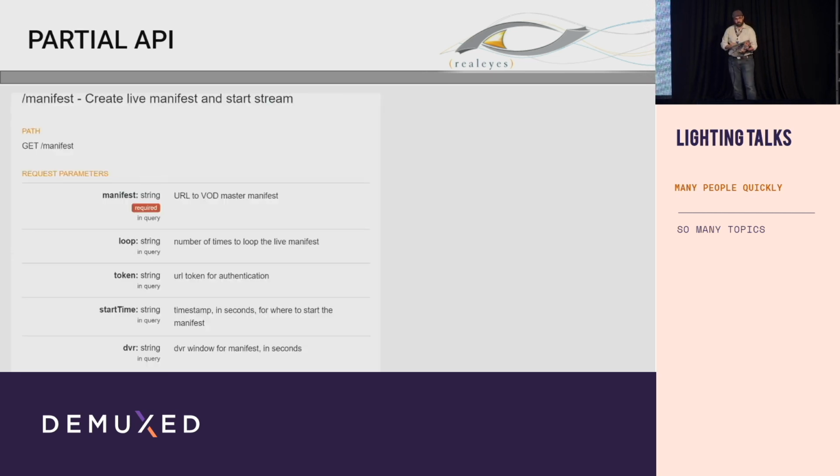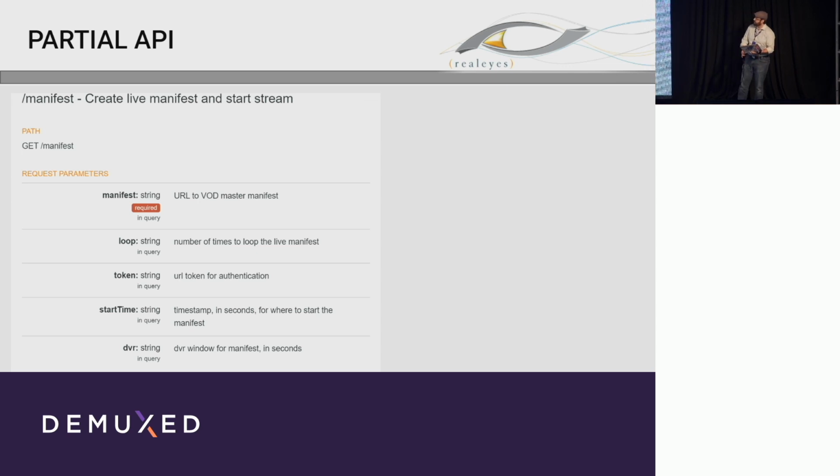So when we look at this, it has a basic API. You pretty much just point to our host server. You specify what manifest you want to replay. If you want to loop it, if you're doing token authentication, you can supply it a token. Give it a start time, specify a DVR window, and you're good to go. There's more that you can do, but that's the base level of what it can do.